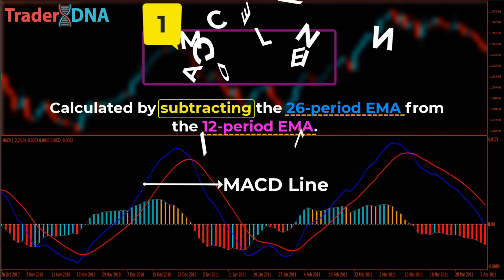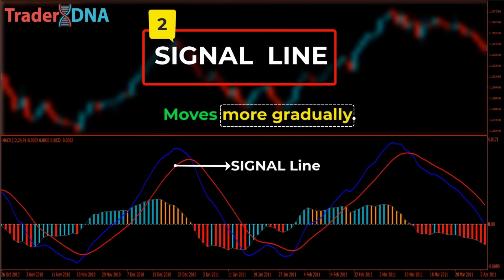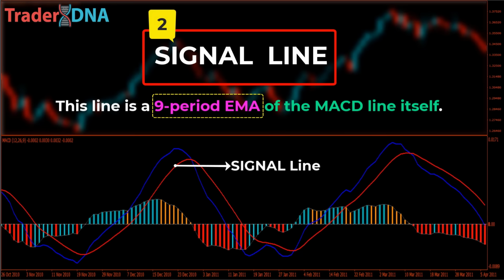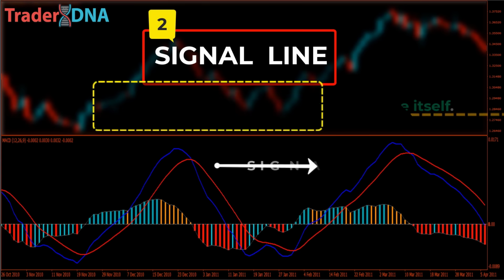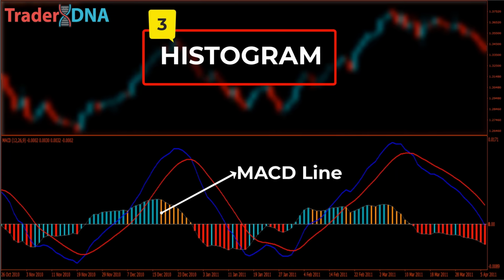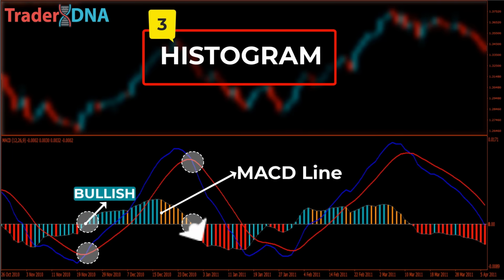Next, we move to the signal line, which moves more gradually, offering a smoother and more stable visual. This line is a 9-period EMA of the MACD line itself, making it less volatile and more reliable for confirming trends. Then we have the histogram, which consists of colourful bars that represent the difference between the MACD line and the signal line. These bars turn green when the MACD line crosses above the signal line, indicating a potential upward move, and they turn red when the MACD line crosses below, signalling potential bearish movement.